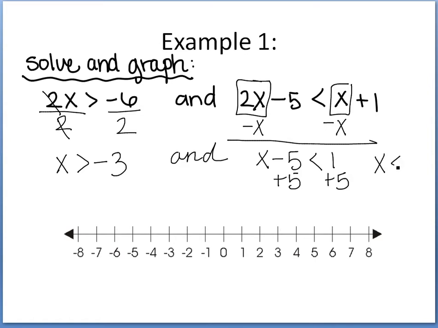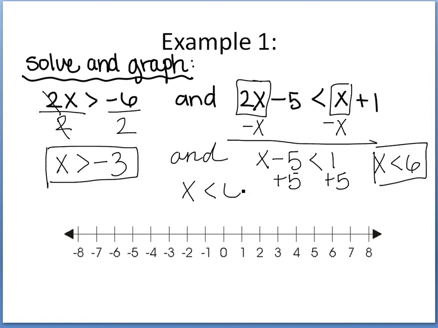And I get x is less than 6. So let's practice gluing these together into the compound inequality that I showed you. And so the word "and" just kind of disappears when we do this. So we put x in the middle. Look for the one that has the big number, which is 6. So x is less than 6, so that's right here.